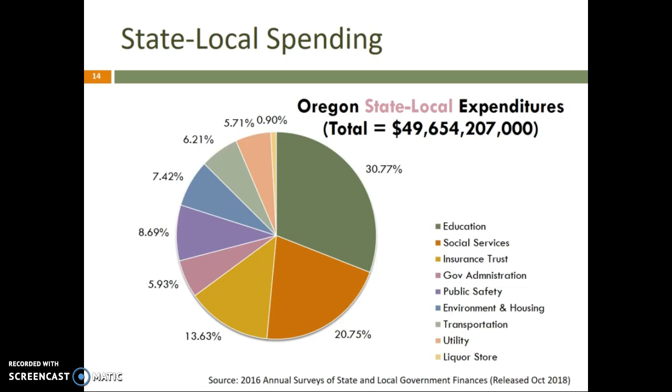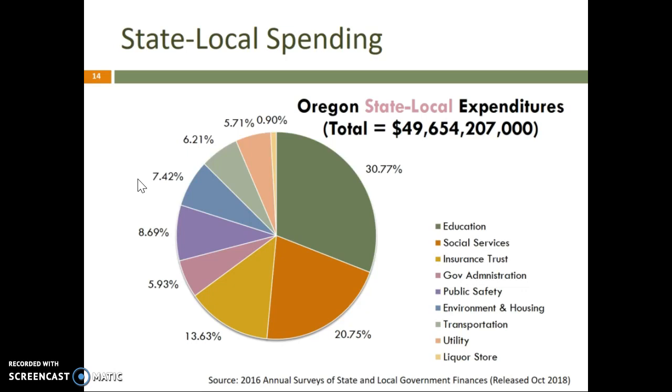Transportation, that's the lighter green 6.21% category here. The majority of that goes towards highway maintenance, road maintenance. It also includes air transportation and also other types of ports, parking, seaports or inland ports, those types of things.